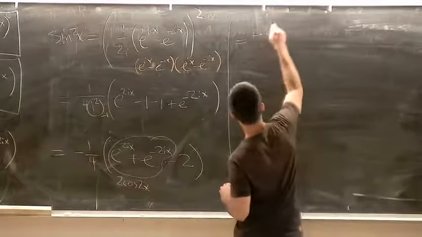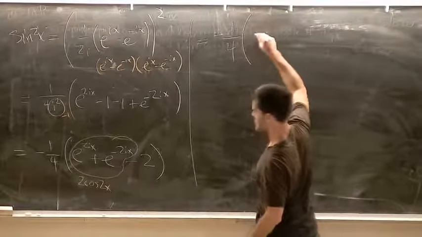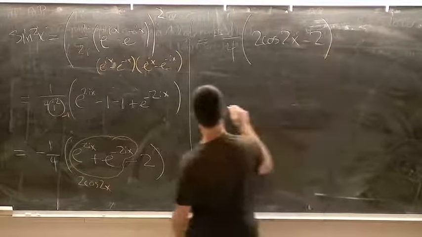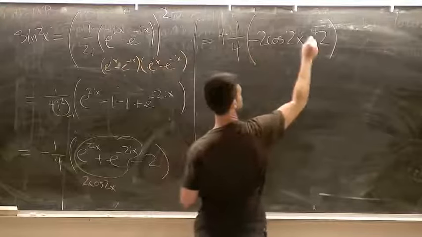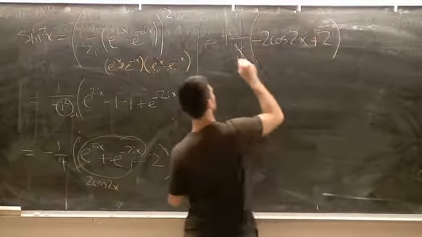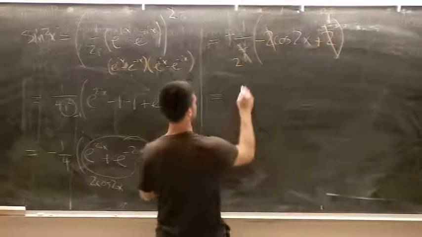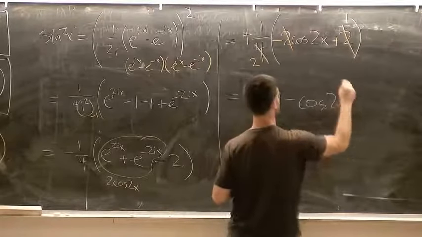So the whole thing, I have negative 1 over 4, 2 cos 2x minus 2, which, let's cancel the negative signs. So I get 1/2 of 1 minus cos 2x.